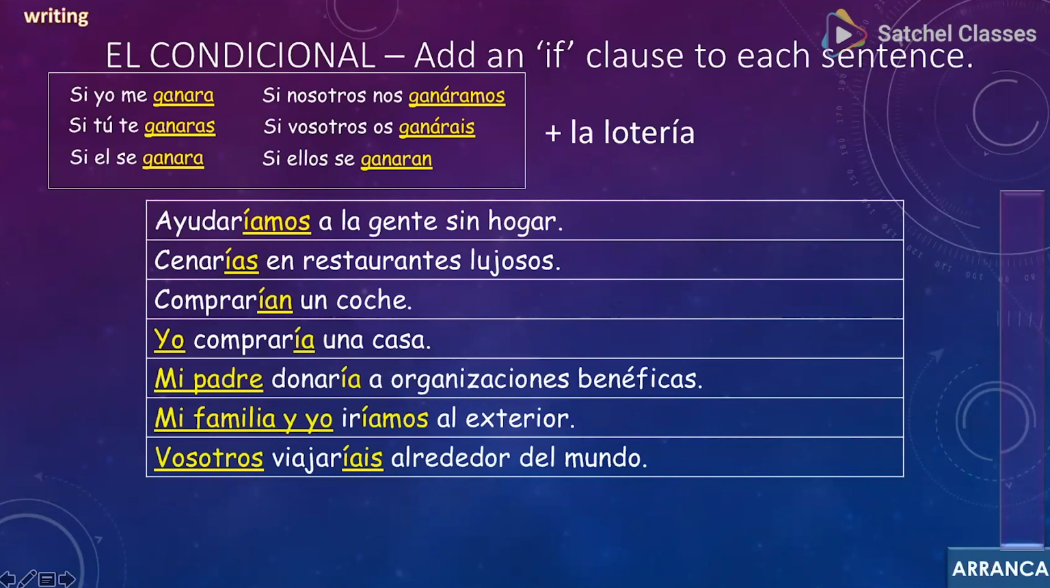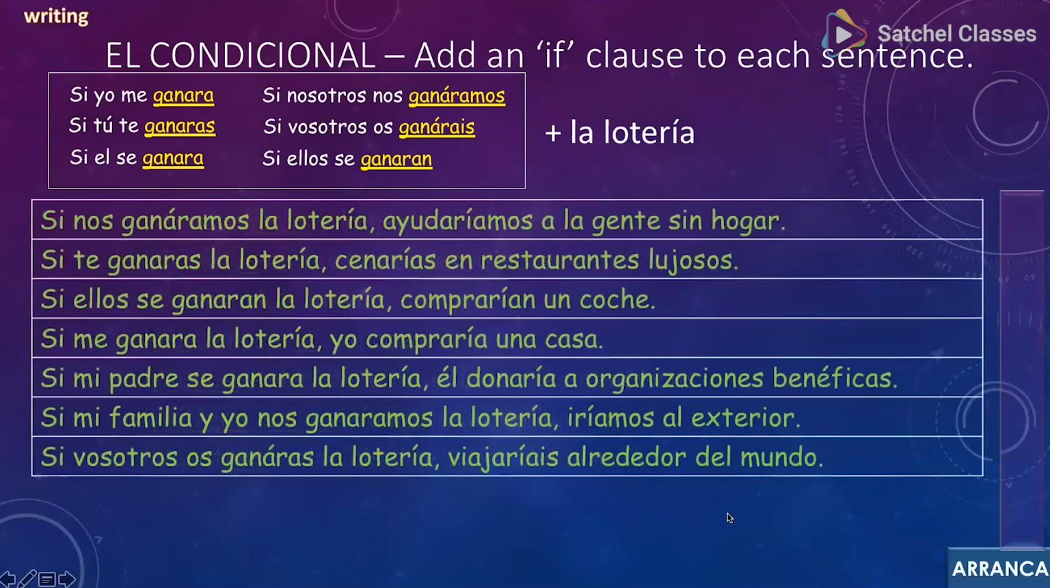And our time is up. Let's have a look at the answers. There we go. Feel free to take a picture of this. It's really good to have as part of your toolkit for success in Spanish.